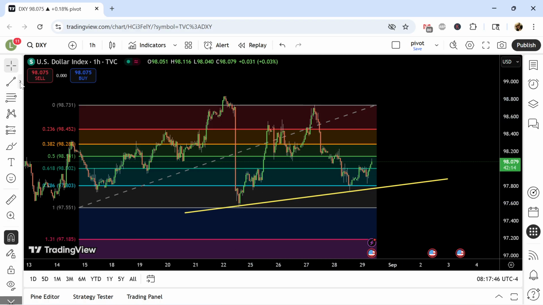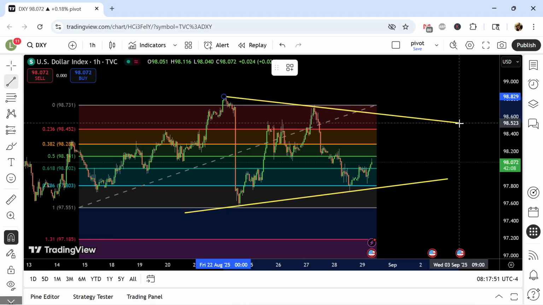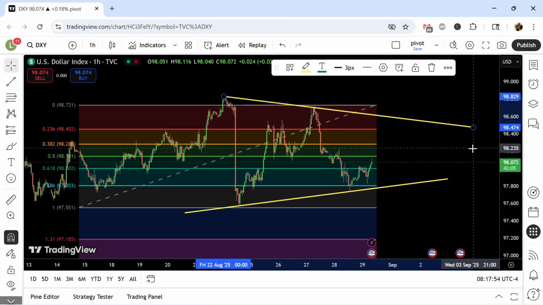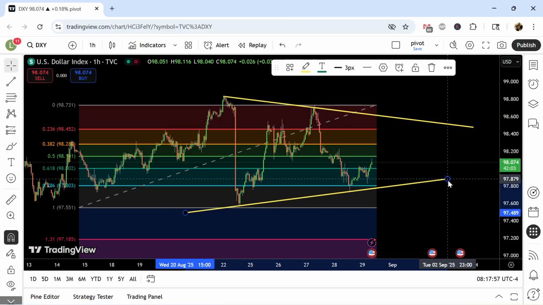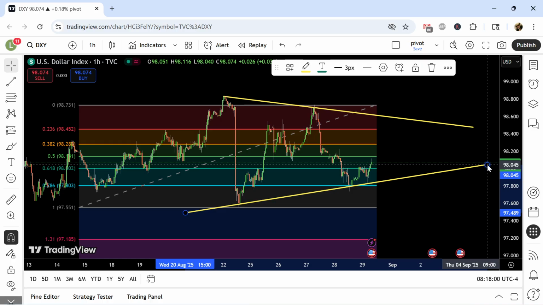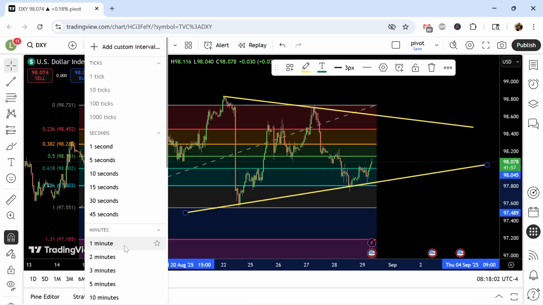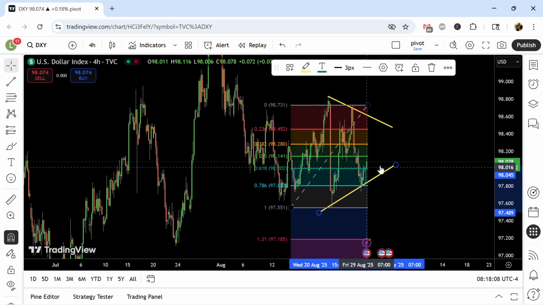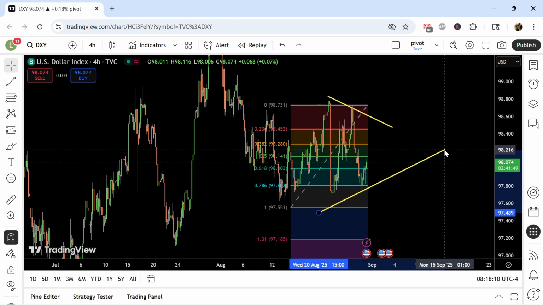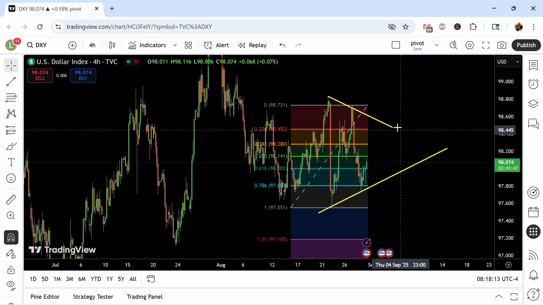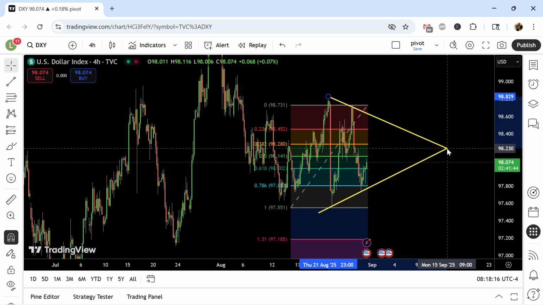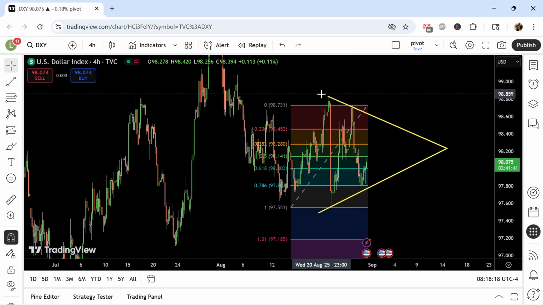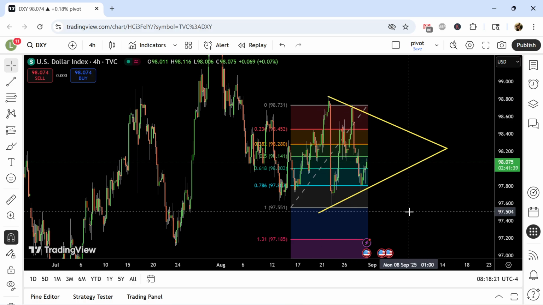Let me draw the other one here. And this is a flag formation forming here, I will say. No, it's too long in the future. Let's see how it looks in 4 hours. 4 candles, when you go 4 hours. This is way too far. I don't know if you understand how the flag formation works, but this is more than a flag. It's a gigantic flag. So I don't think it's too good.